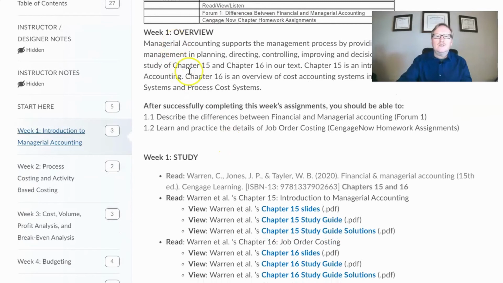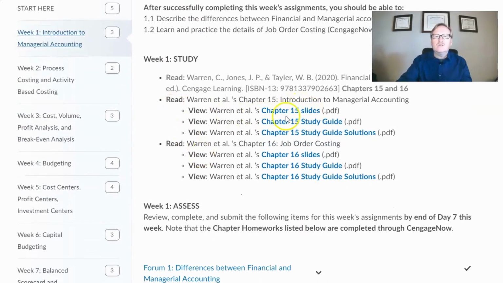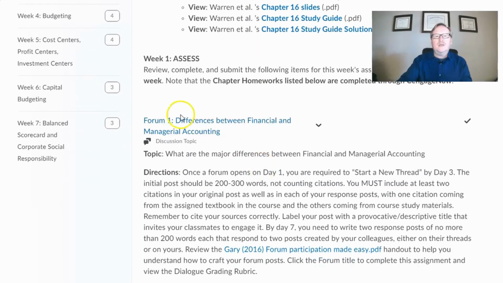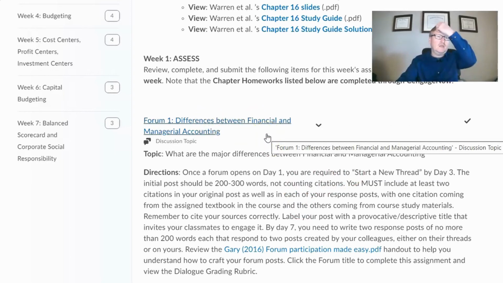So it basically says here's your overview, here's the materials, here's some PowerPoint slides. It's also a PDF or a PowerPoint, whichever you prefer. Two chapters, chapter 15 and 16 study guide, and these are of course resources for you to use. It's not mandatory, but it's there for you. Now here's form 1, difference between financial and managerial accounting. You want to do this the first week or two. It says by week 1 or 3, but don't worry about that right now. Just get it done, but hopefully before next week.